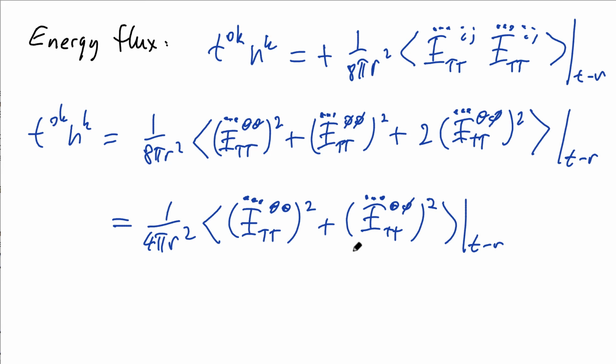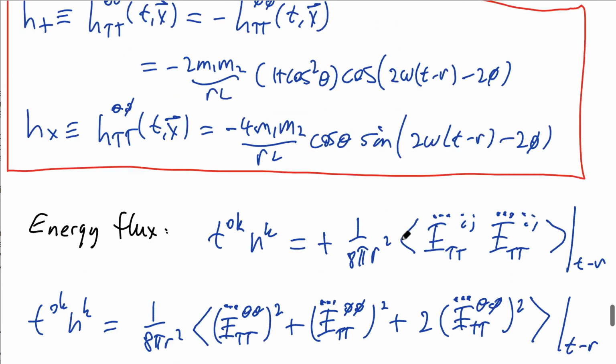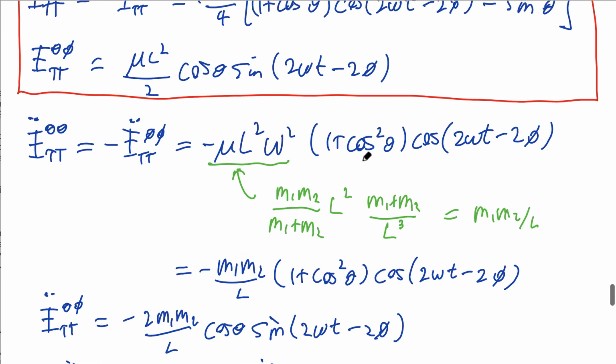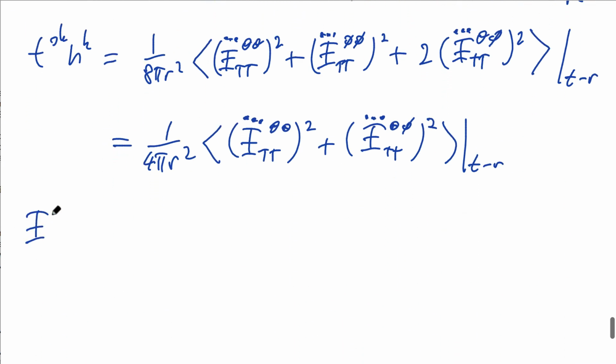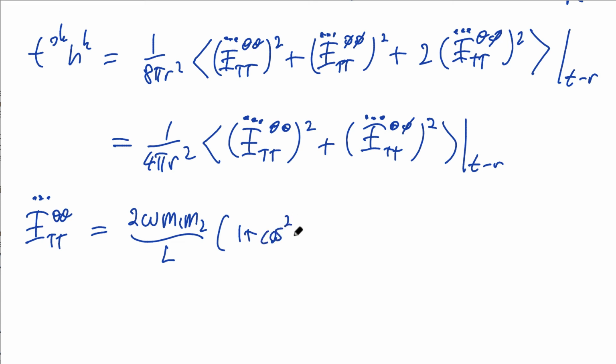Now we previously wrote down the second time derivatives of the I bar tt theta theta and theta phi components. They're right here. So we just need to take another time derivative of these results. And that gives I bar tt theta theta triple dot equals 2 omega m1 m2 divided by L times 1 plus cosine squared theta times sine of 2 omega t minus 2 phi.